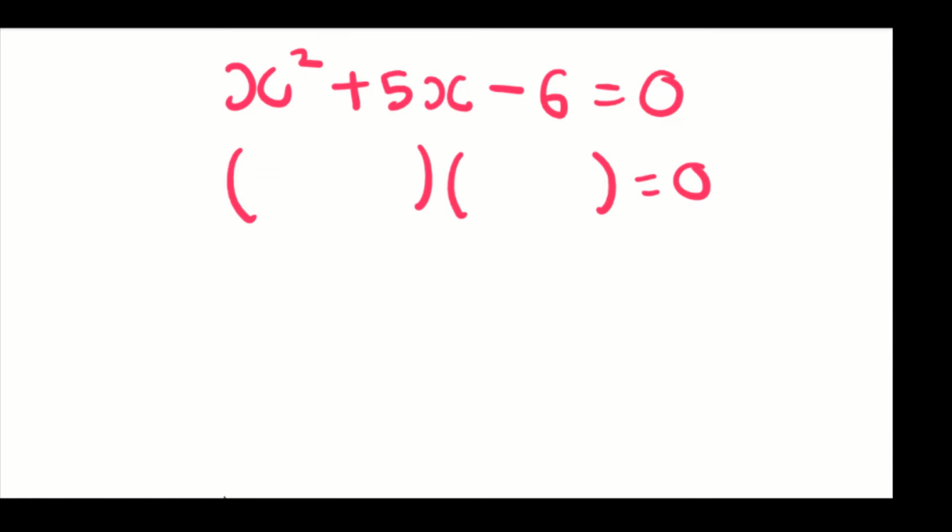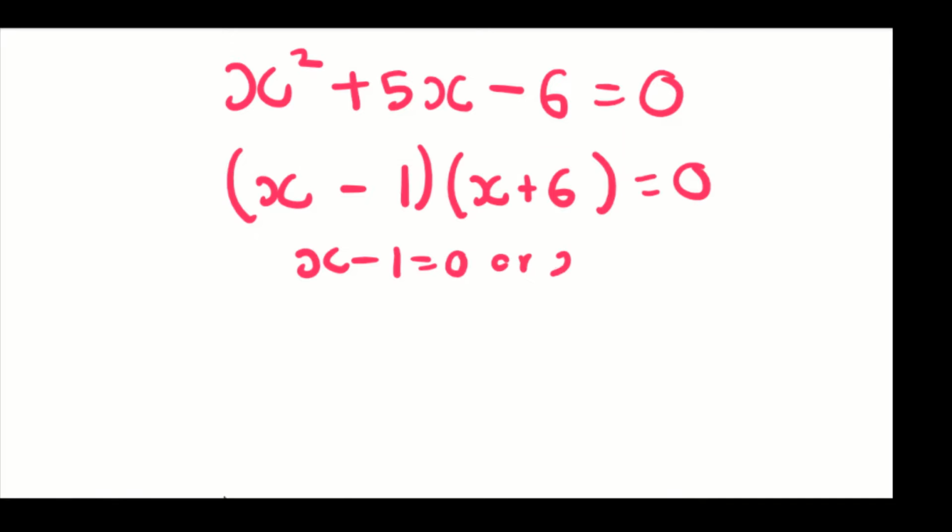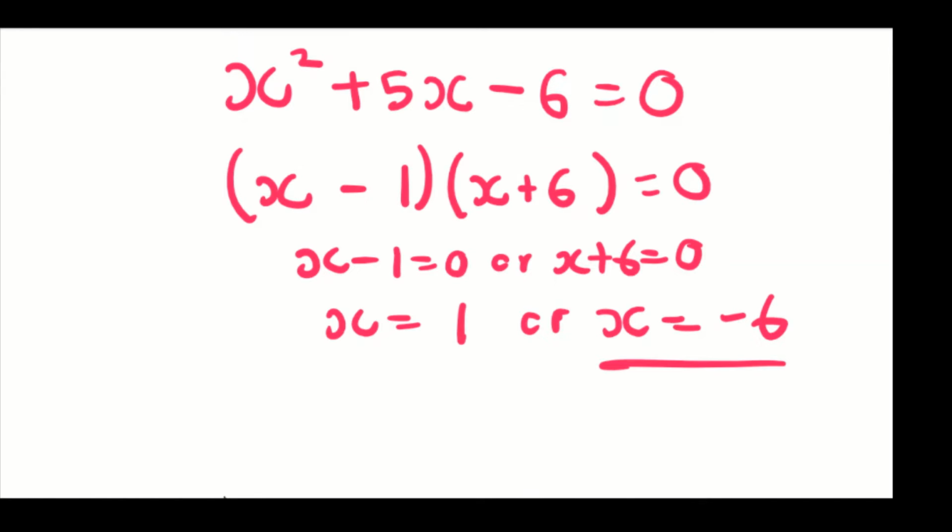The factors of x squared are x and x. Factors of 6 such that they give us the middle term are 6 and 1, right? And 6 will take the sign of the middle term, so it's plus, and this one would be negative. So it's going to be x minus 1 equals 0, or x plus 6 equals 0. Then x equals 1, or x equals minus 6. So these are our solutions of x.